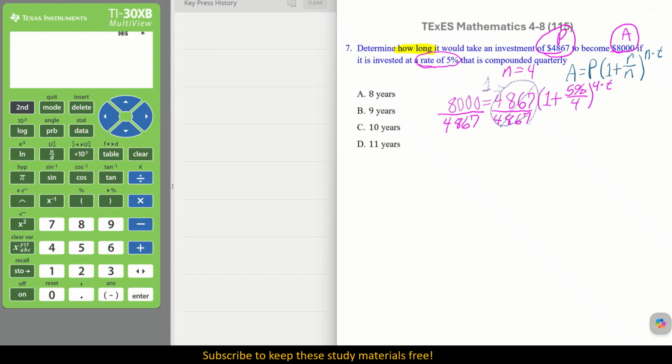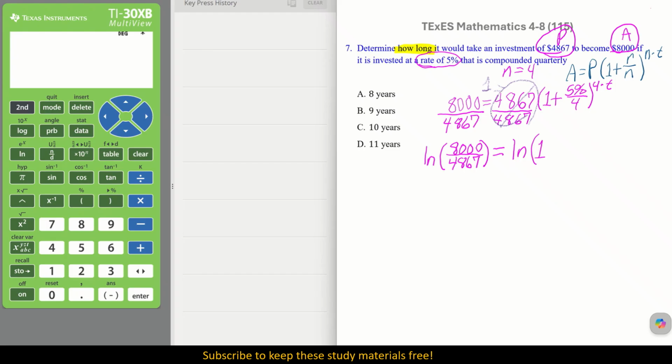So this is what you will get. You will get ln of 8,000 over 4,867, and that is going to be equal to... Now, I'm going to apply the natural logarithm. When I do that, this exponent of 4t comes down. Now, a lot of people bring it to the front. You do not have to bring it to the front. You can put it on the back, which is a little more convenient and cleaner to see for this problem.